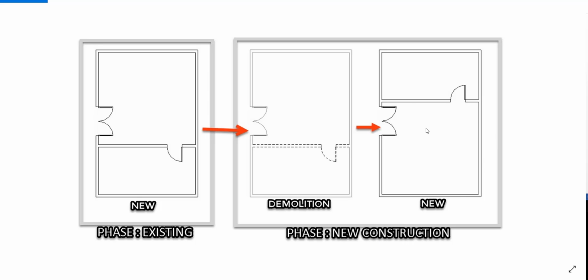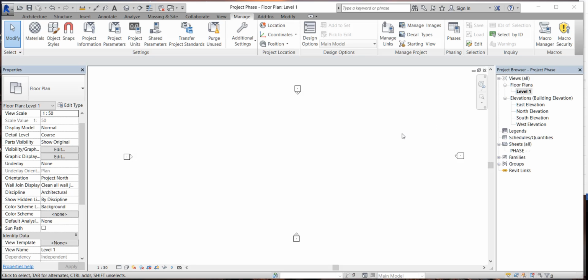Some Revit users would have a demolition phase, which I don't think is necessary. Sometimes it even makes the project more confusing. That's why I tend to use only 2 phases, the existing and new construction, like how Revit has it as a default. Now I'm going to show you how we are going to make the plan views for each phase.